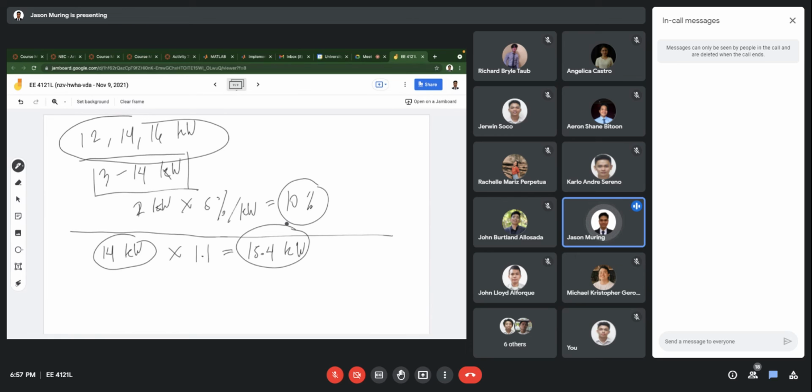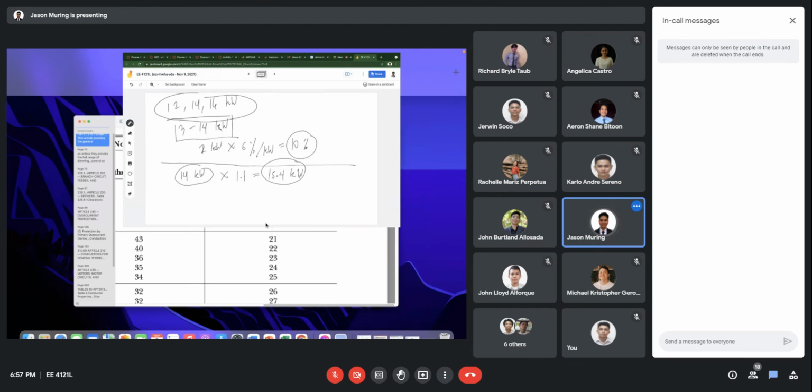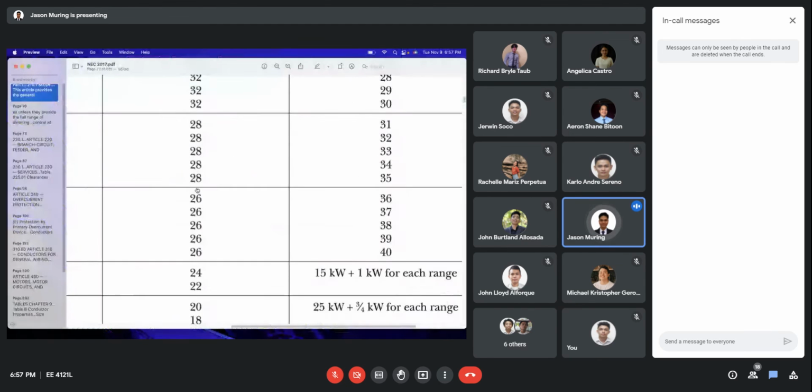Okay, so that is the answer. See, the demand is actually very close to this given rating. So mahulog nga almost 30% or 33% lang ang ato ang demand factor for this. Okay, so that's how you apply note 2.